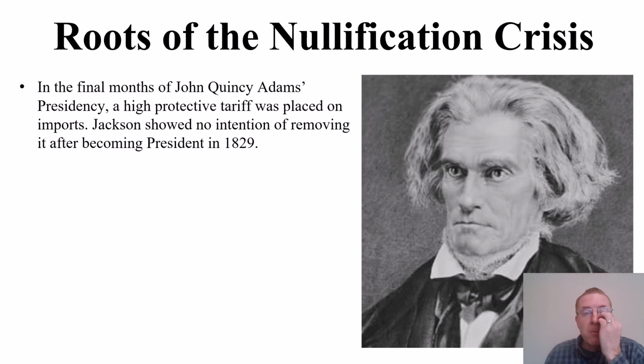All right, so when John Quincy Adams, the 6th president of the United States, was president, he put a very high tariff on imports coming into all American ports. One of those ports, of course, is Charleston, South Carolina, from which a lot of my family comes from. And Andrew Jackson, when he replaces Adams as president, he did not state that he was going to remove those protective tariffs when he became president in 1829. And that concerned a lot of people, and particularly South Carolina. They did not want to continue to pay these federal tariffs.